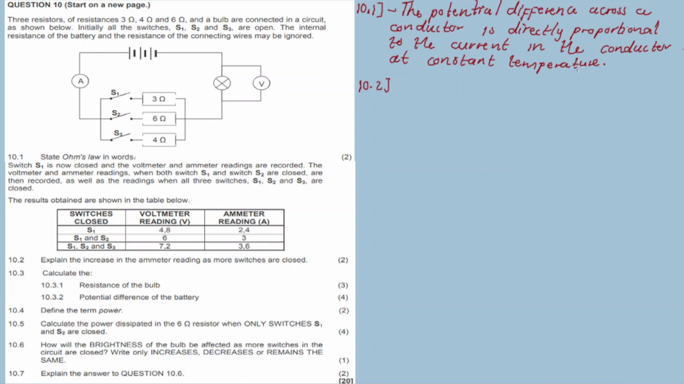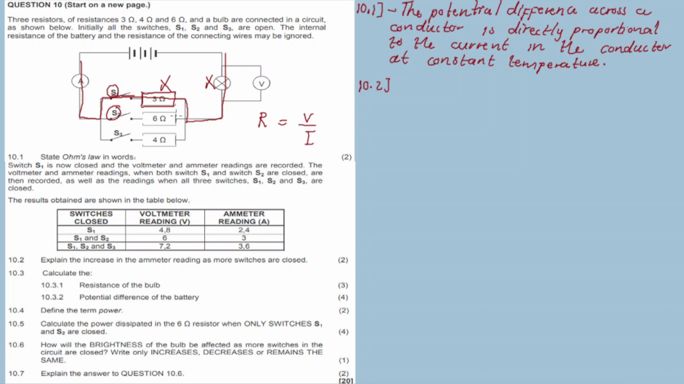Okay, let's do this. This is Ohm's law. When I close switch 1, the 3 ohm resistor becomes live in this circuit. So it means that when I close switch 1, I have current in the circuit. My current flows through the 3 ohm resistor, and it passes through the bulb. So it means that the 3 ohm and the bulb are connected in series.